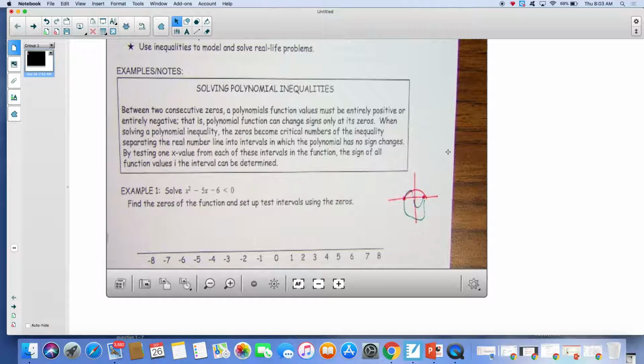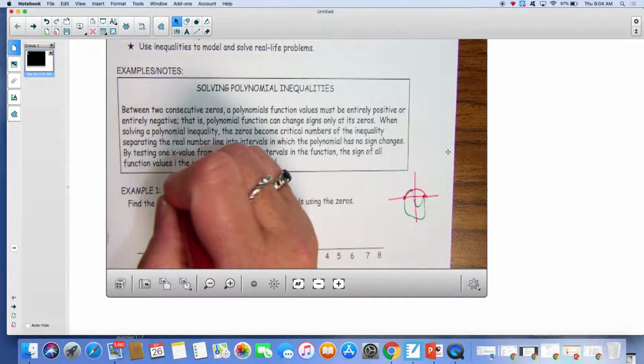So in solving an inequality, the zeros become what are called critical numbers of the inequality, separating the real number line into intervals in which the polynomial has no sign change. By testing one x value from each of these intervals in the function, the sign of all function values in the interval can be determined.